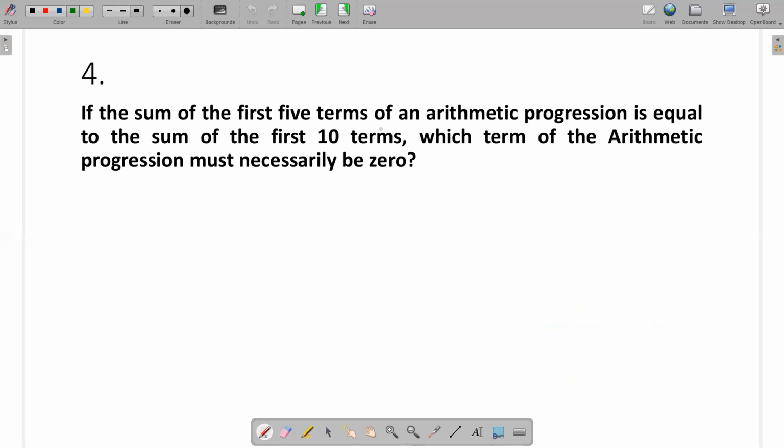In this question, it is given that the sum of the first 5 terms of an arithmetic progression, that is S5, is equal to the sum of the first 10 terms. The question asks which term of the arithmetic progression must necessarily be 0.